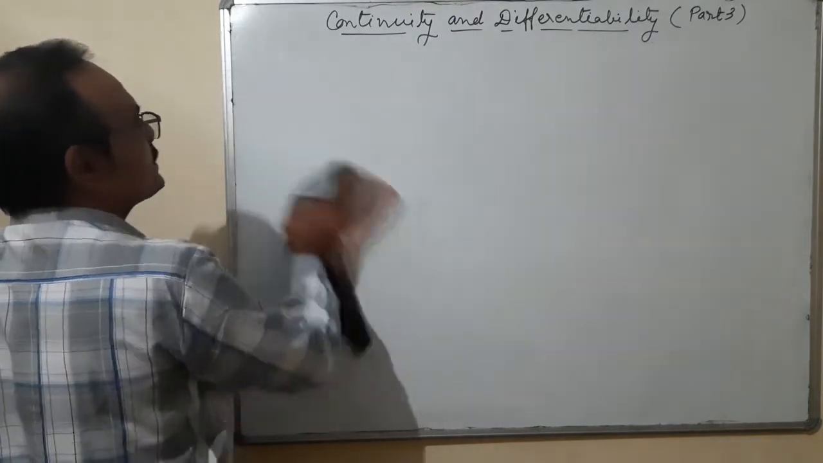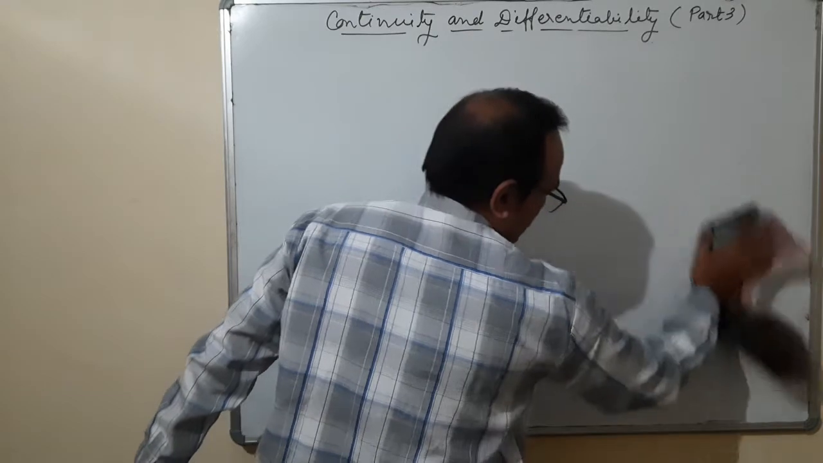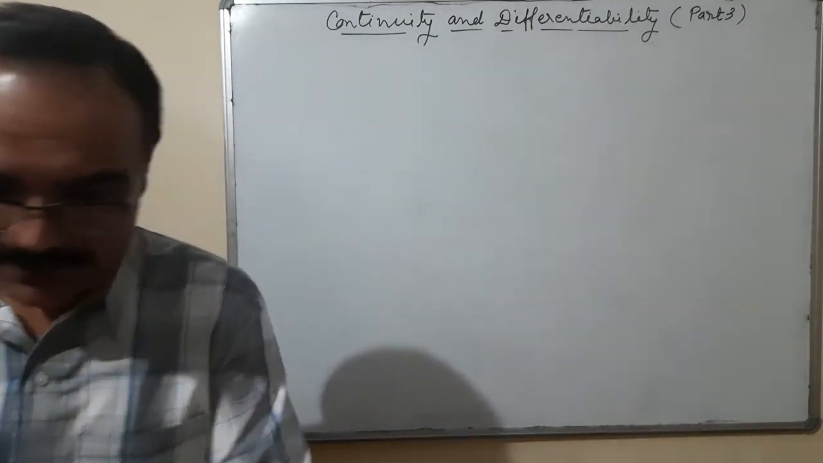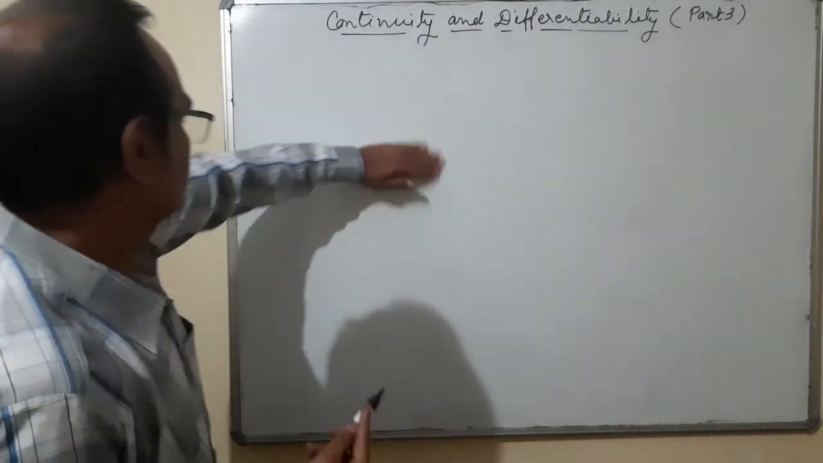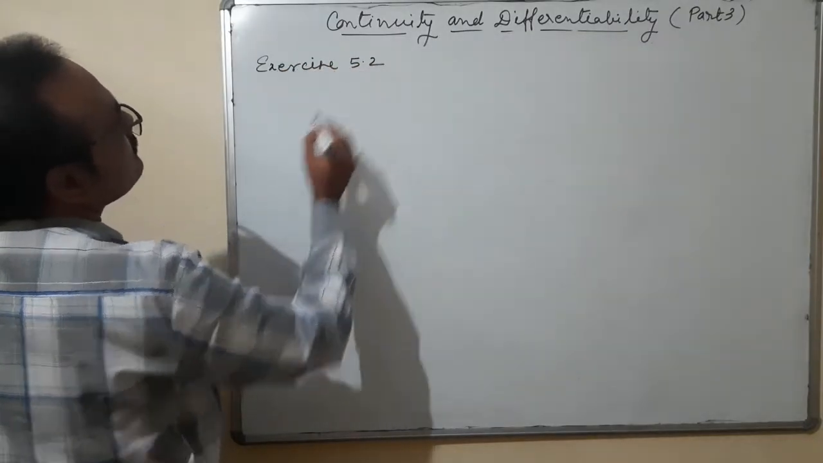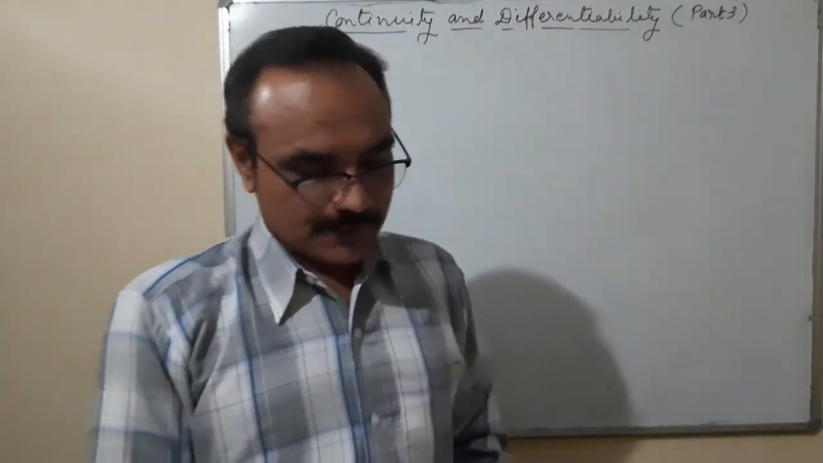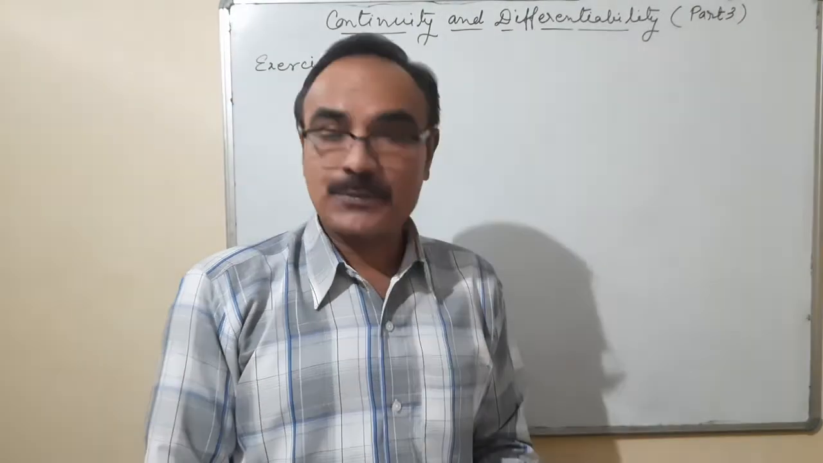So now we are coming to exercise 5.2. We'll discuss exercise 5.2. There are some questions. Question: differentiate the function with respect to x, from 1 to 8. Differentiate the function with respect to x.